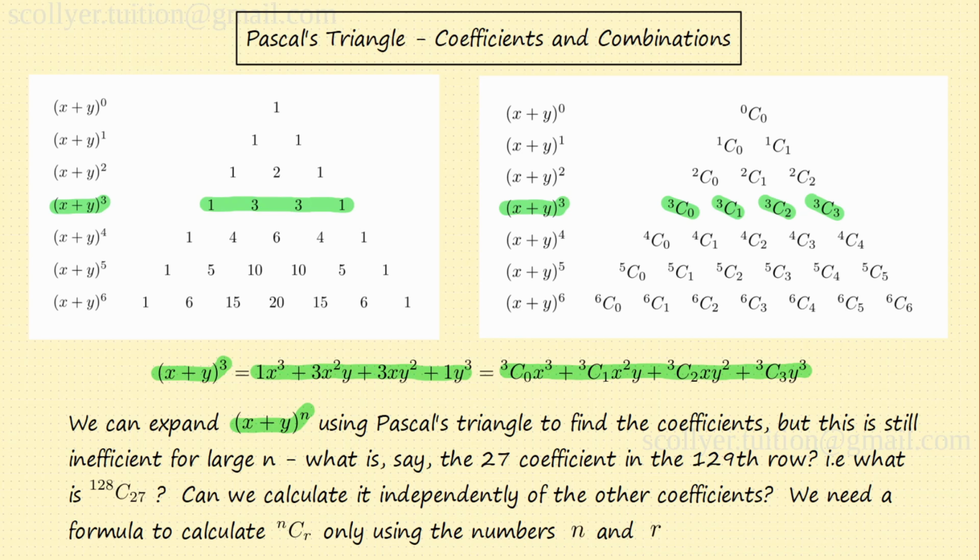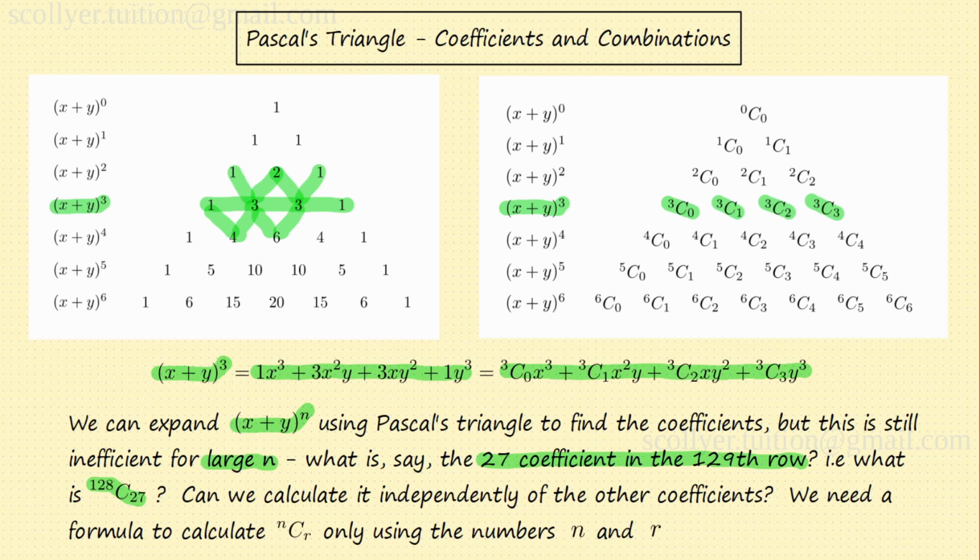Now, we calculate the values in Pascal's triangle using the left-right addition process. 1 plus 2 is 3, 2 plus 1 is 3, 3 plus 3 is 6, 1 plus 3 is 4, and so on. However, this is a very inefficient way to calculate the coefficients for large values of n. So, for example, if we wanted the 27th coefficient in the 129th row, which is called 128C27, it would be an awful lot of work to do so using that process.